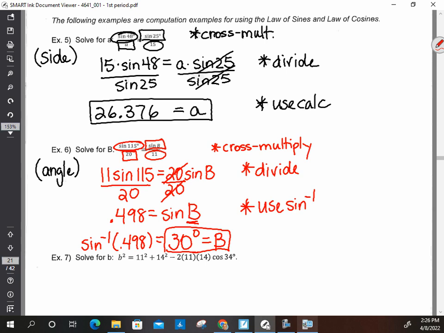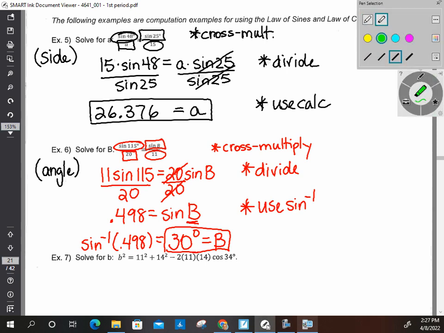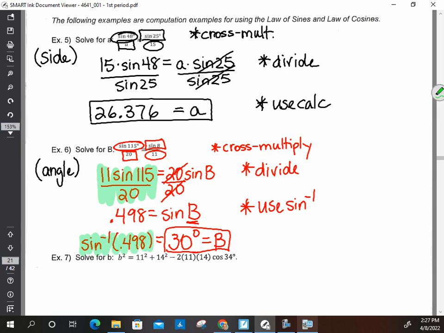So in this case, you're going to end up using the calculator 2 times. You're going to use the calculator once when you divide, and then you'll use it again when you do sine inverse. So there's 2 steps there in which you'll use the calculator.